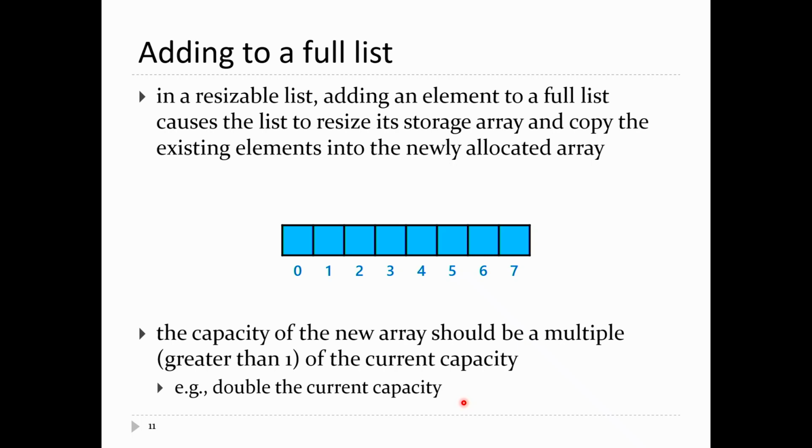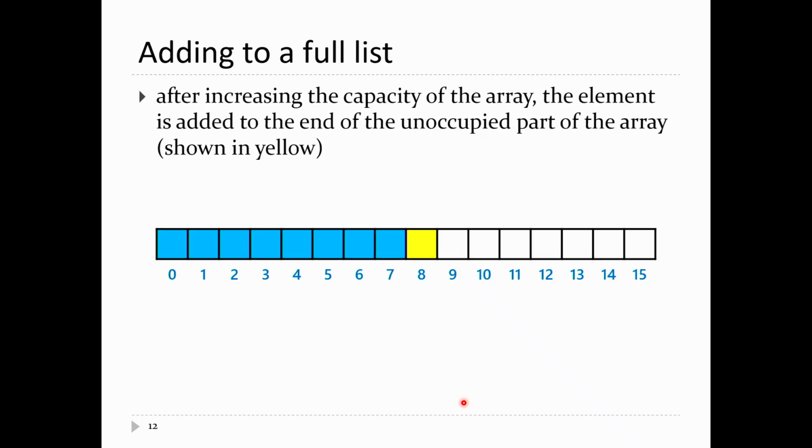Well, you don't want to make it too big, so you don't want to increase the capacity by a factor of 10, because then you end up using a lot of memory that you don't need. You don't want to make it too small, because then your average performance becomes worse. Once you increase the capacity of the array, so I've doubled the capacity, you just go ahead and insert the element at the end of the list, which we already know how to do.